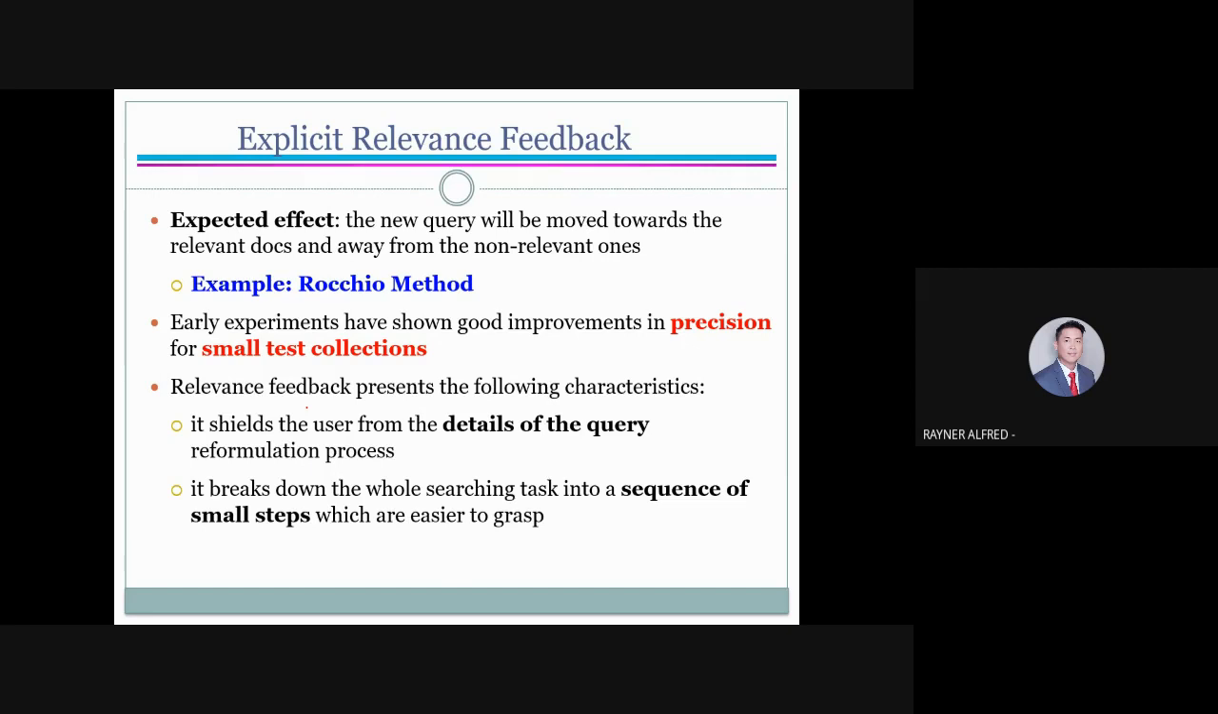So relevance feedback presents the following characteristics. It shields the user from the details of the query, and it breaks down the whole search task into a sequence of small steps which are easier to understand. So whatever we type in, we will not know what process will be done to the query that we have typed. And if you want to learn more, there are a sequence of small steps that can be easily understood. How do we perform this?